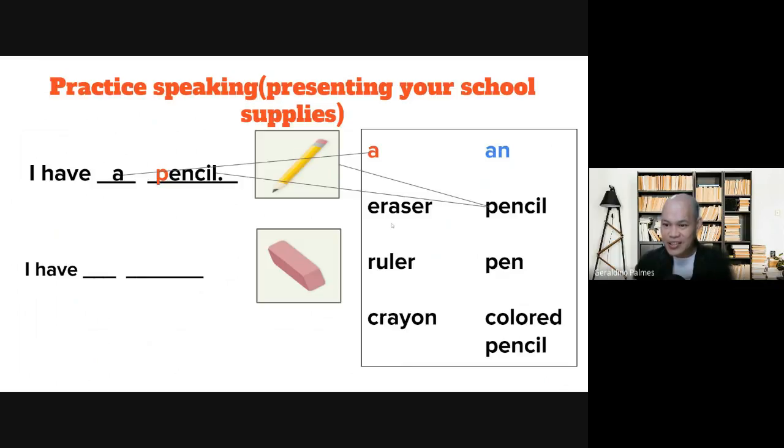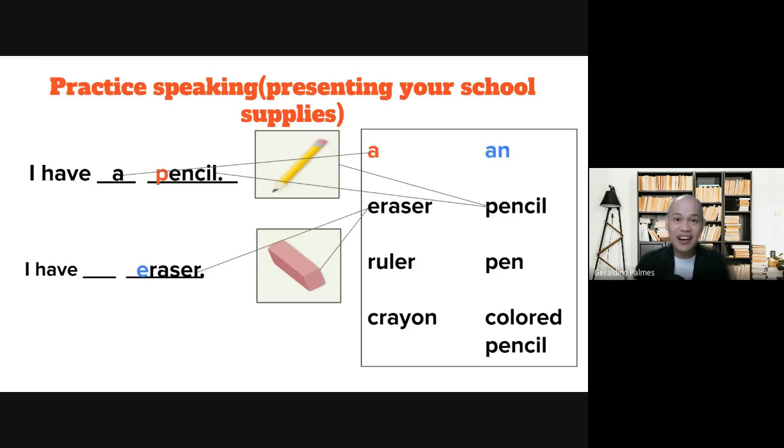An, eraser, pencil, ruler, pen. Which word do you think it is? 1, 2, 3, 4, 5, 6. Number 2, eraser. Look at that. It's eraser. So we write this one right here. Okay? Eraser. Now let's look at the first letter of the word eraser. What do you think it is? Is it consonant or vowel?